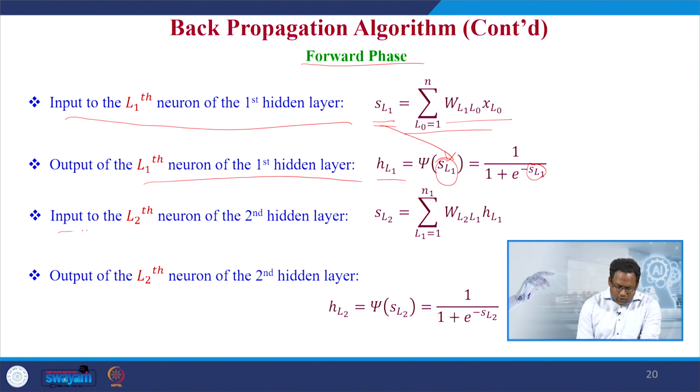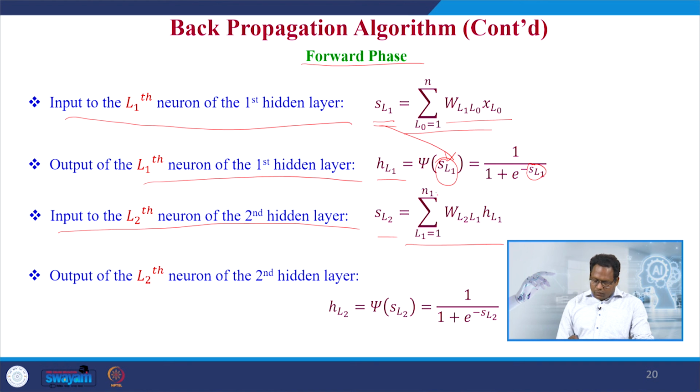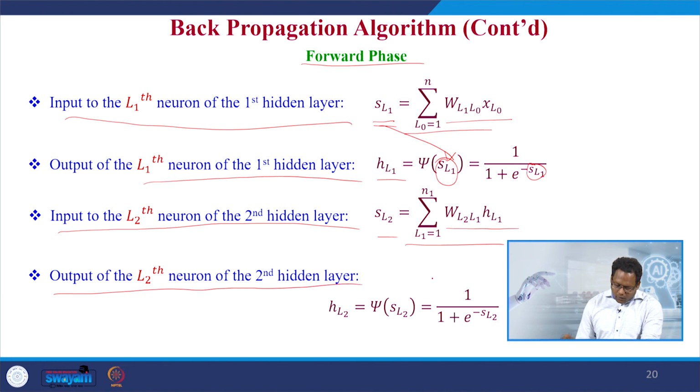Likewise, the input to the L2th neuron of the second hidden layer is SL2, which is given by the summation over L1 equal to 1 to N1 of W L2 L1 HL1. The output of the L2th neuron of the second hidden layer is HL2, which is the transfer function of SL2, given by the sigmoidal expression 1 by 1 plus e power minus input, which is SL2.